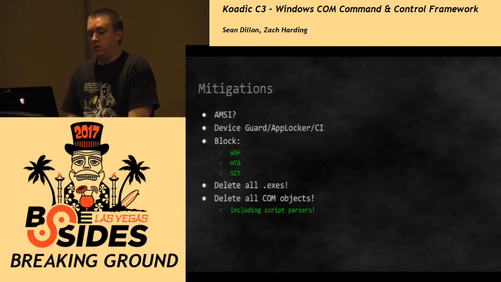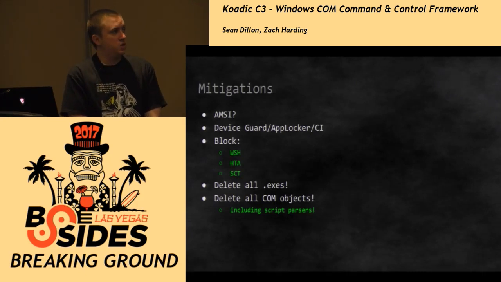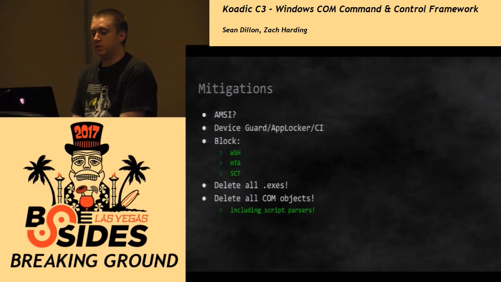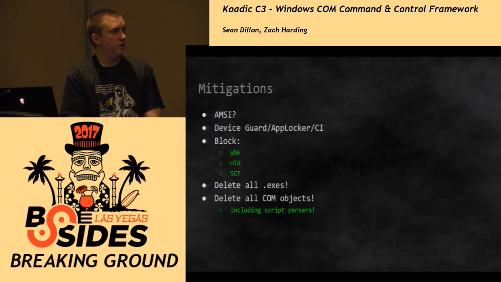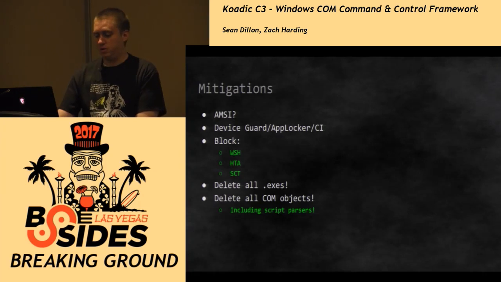Another mitigation is you can delete all of those EXEs that we're using for stagers. Windows Update will probably put them back. And another thing that I haven't tried that will probably break the system is you can delete a lot of those default COM objects, including the script parsers themselves. Those are COM objects, but there are components that rely on those, so you might break your system and have to reinstall.